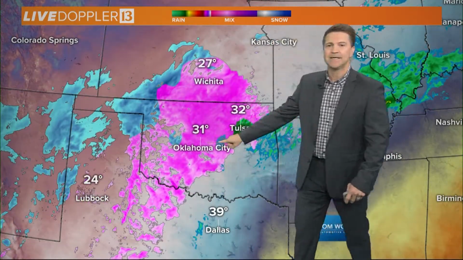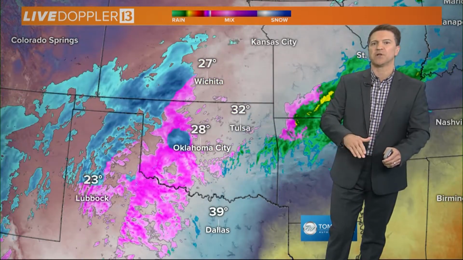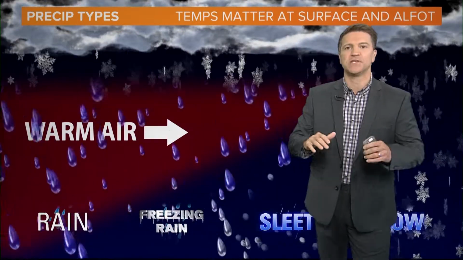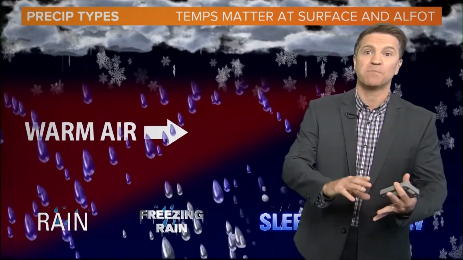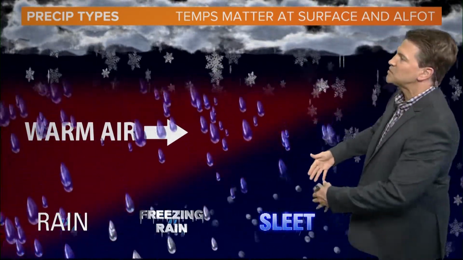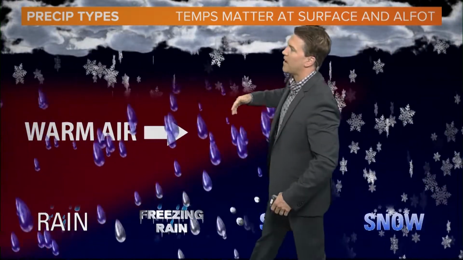Okay, we show you the temperatures at the surface. So Dallas in the upper 30s to near 40 degrees. Oklahoma City, you're like, oh, it's only 31. Well, it's 31 at the surface, but above that, it's above freezing. And that precipitation that's falling is falling as liquid, but when it's hitting those sub-freezing surfaces, trees, power lines, sidewalks, it freezes on contact.